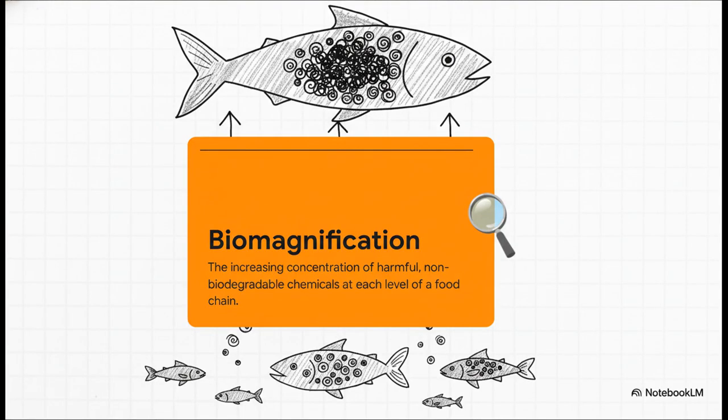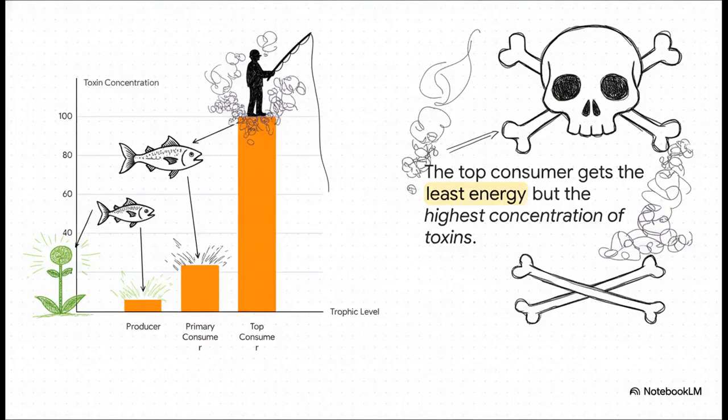And one of the most dangerous ways we've disrupted things is through a process called biomagnification. Now, remember how energy goes down as you move up the food chain? Well, certain nasty man-made chemicals like pesticides or heavy metals do the exact opposite. They don't break down. They accumulate. They build up. This creates a really terrifying situation.